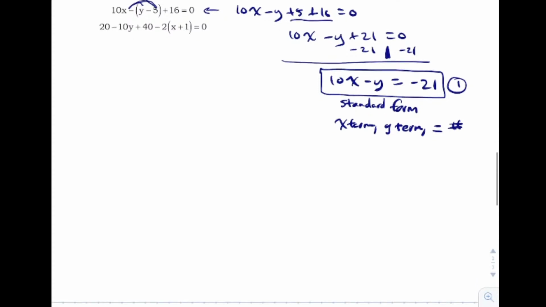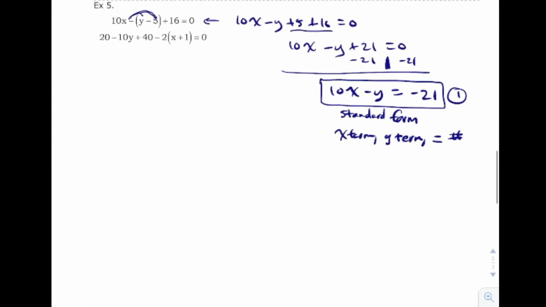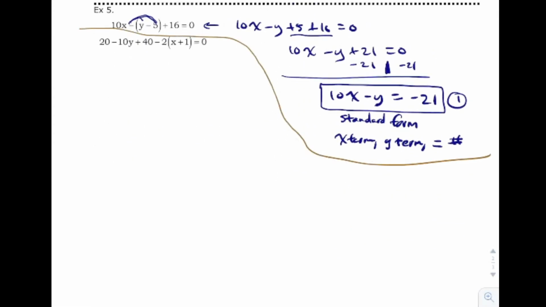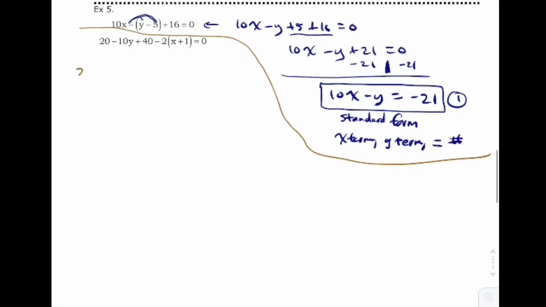Anyway, now I have to take this equation here and I have to massage the bottom one. So get rid of parentheses is what I like to do first. 20 minus 10y plus 40. Negative 2 times x is a minus 2x. Minus 2 times 1 is a minus 2. That equals 0. All of the terms are on the left side, so I'm going to combine them. Combine like terms, I should say.